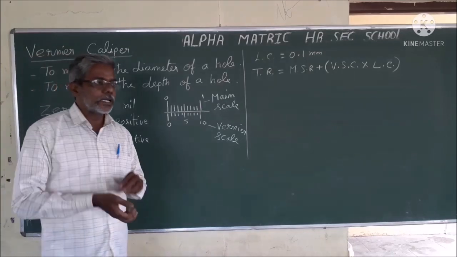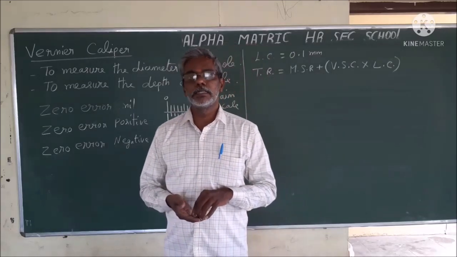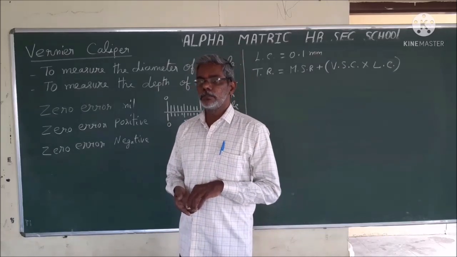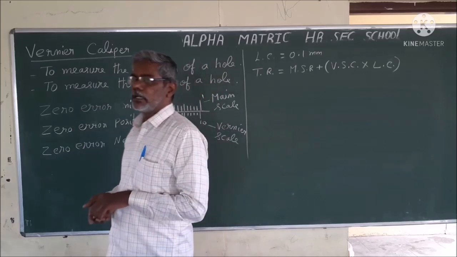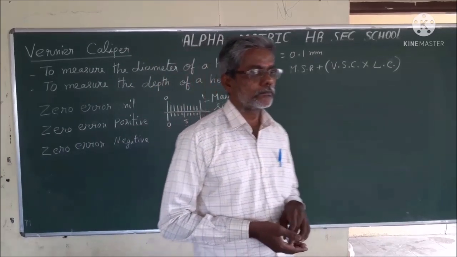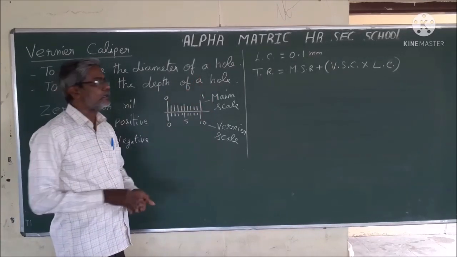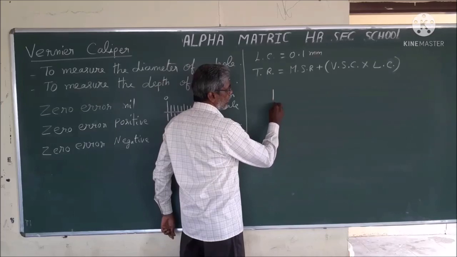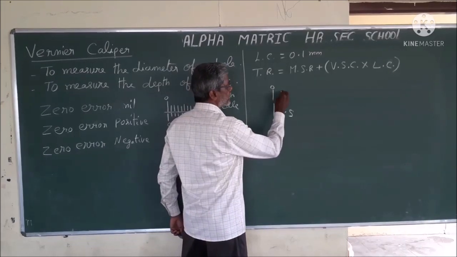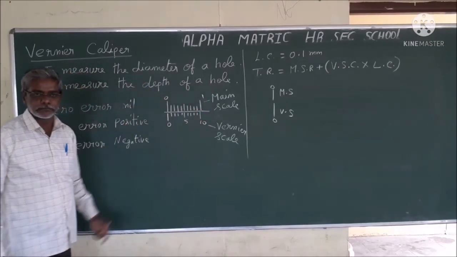Before taking a measurement, first of all, you must check whether the instrument has error or not. That is nothing but zero error. There are three types of zero error. One is zero error nil, then zero error positive, then zero error negative. Suppose the zero of the vernier scale, this is the vernier scale and this one is the main scale, coincides with the zero of the main scale, then I can call that zero error is nil.